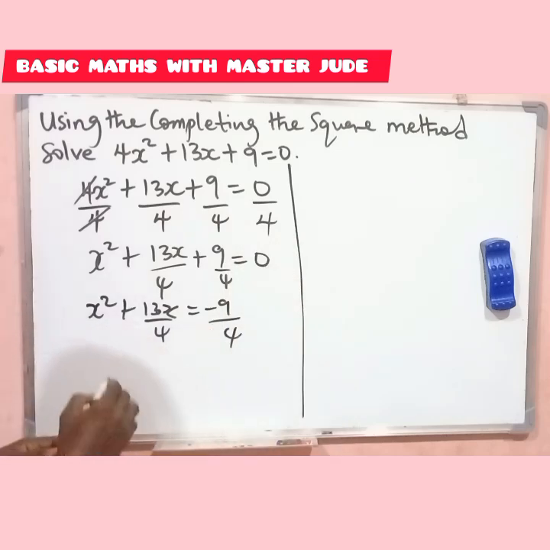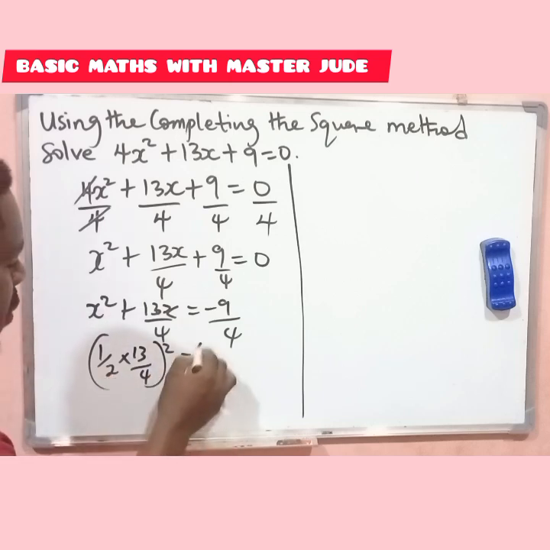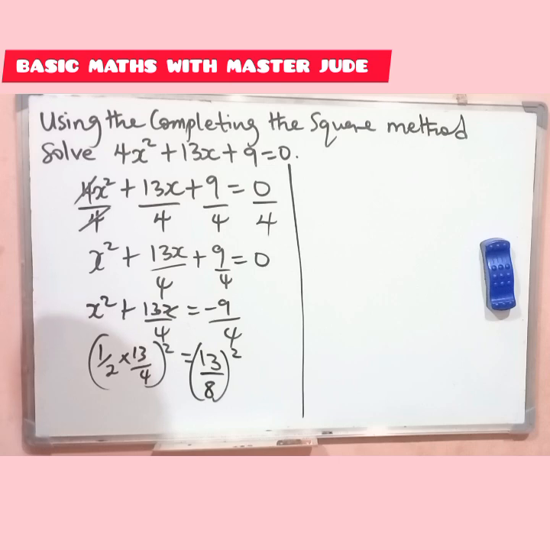Now, the next thing we are going to do is take half of the coefficient of x, which is 13 over 4, and square it. 1 times 13 gives us 13, 2 times 4 gives us 8. This is 13 over 8 all squared.